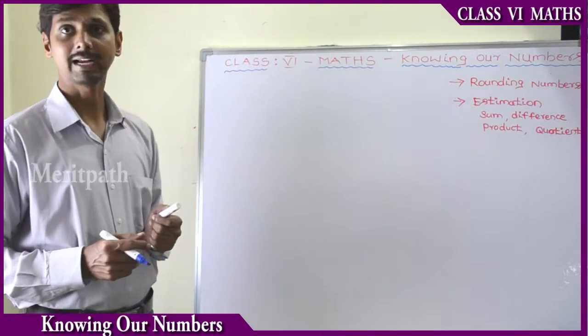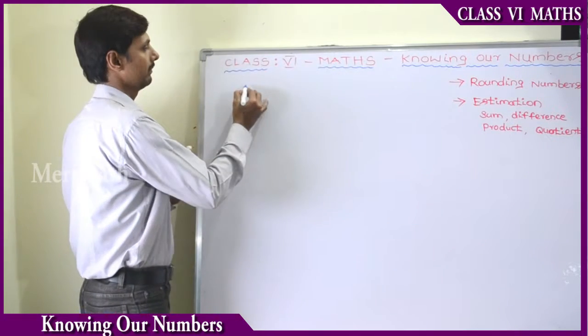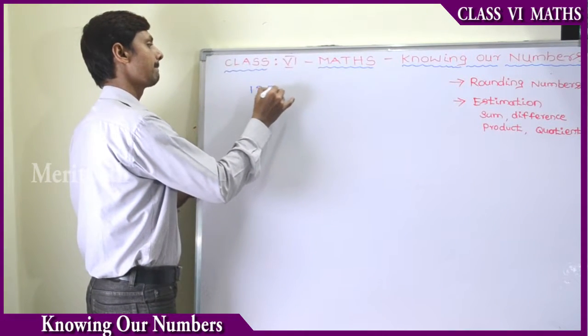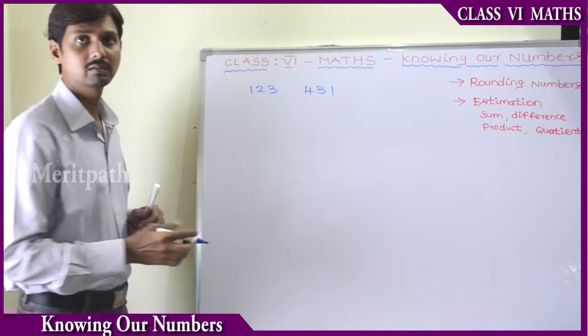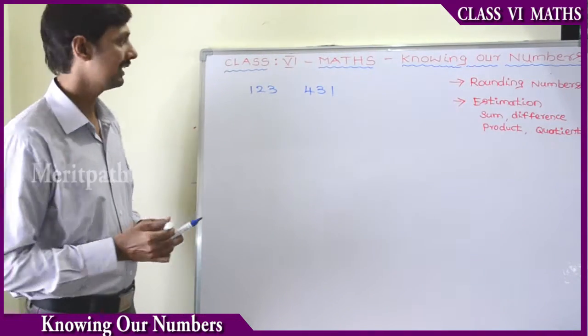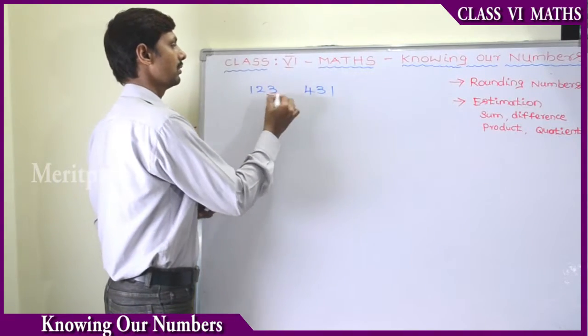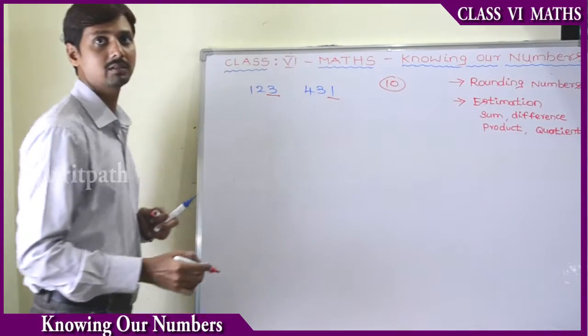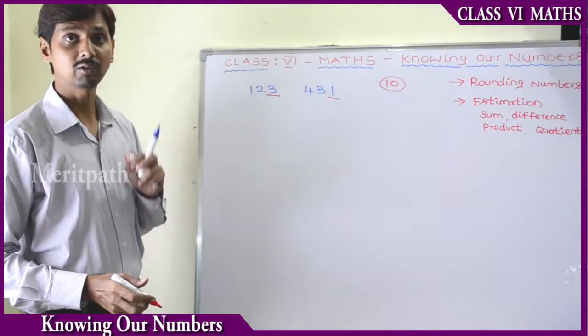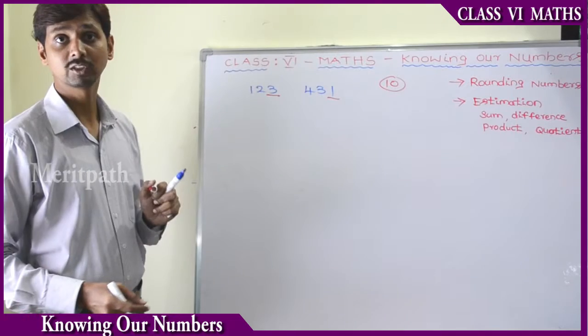Sum, difference, product and quotient. We'll take two numbers. Let's add these two numbers by estimating the digits. We'll round these places up to 10 and find out the sum, and we'll find out the estimation of it.